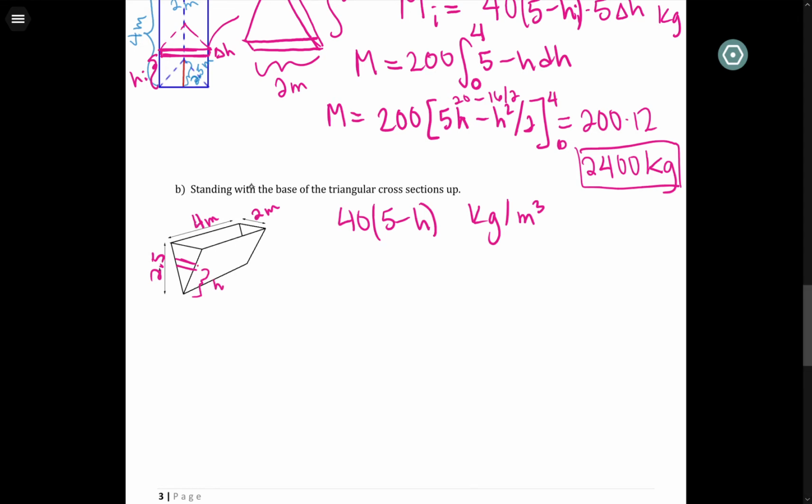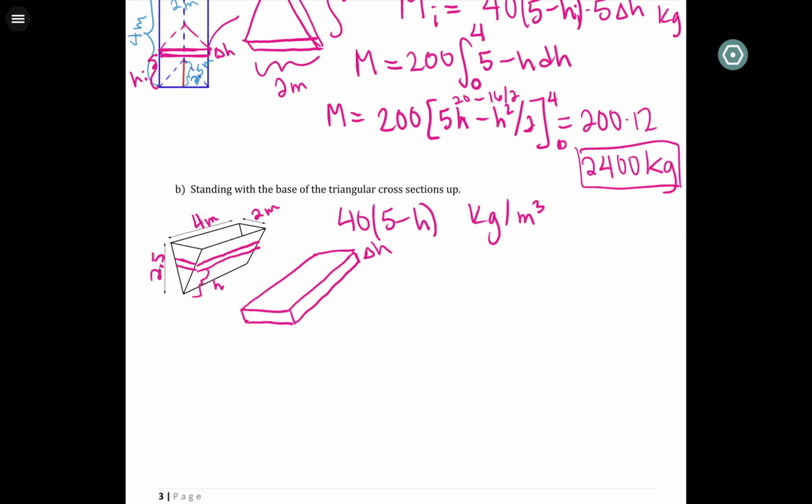So our slice now, since we have to do this horizontal slice, is going to look like a little rectangle. And the closer to the top we get, the wider our rectangle gets, but the length doesn't change. Technically there'd be a little slope to some of those edges, but since we're going to make this infinitely skinny, it won't matter. So it's delta h tall. It's always 4 meters long, but the width of our slice is changing.